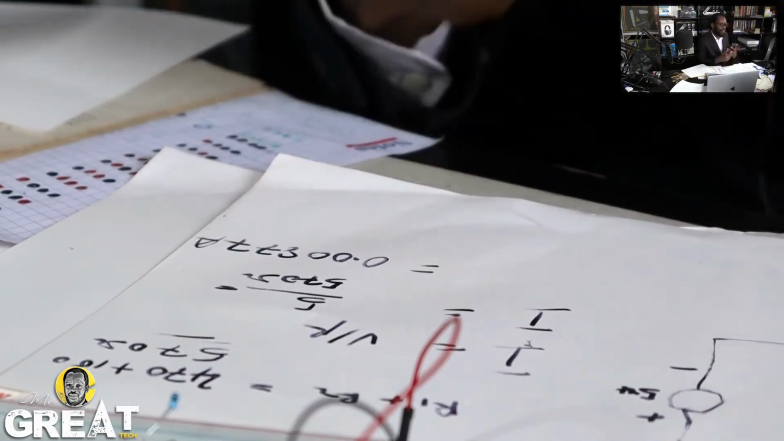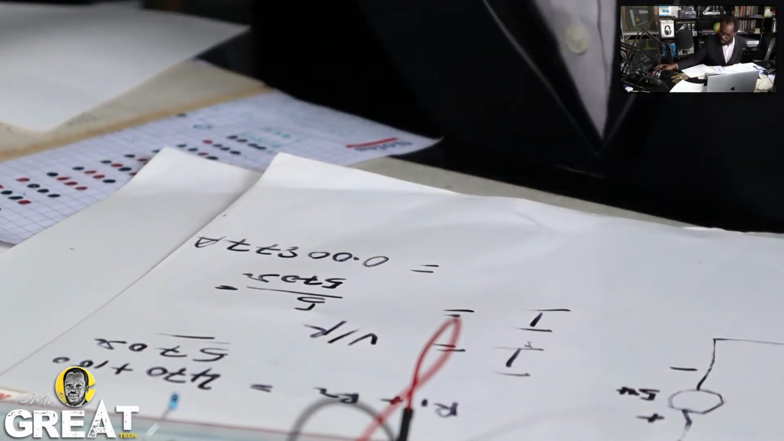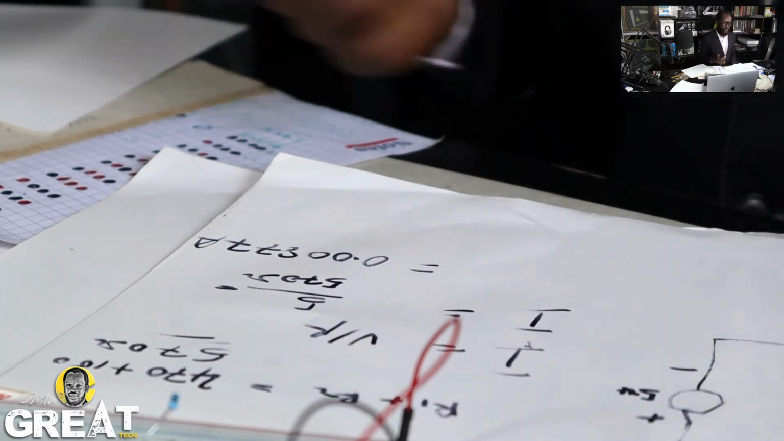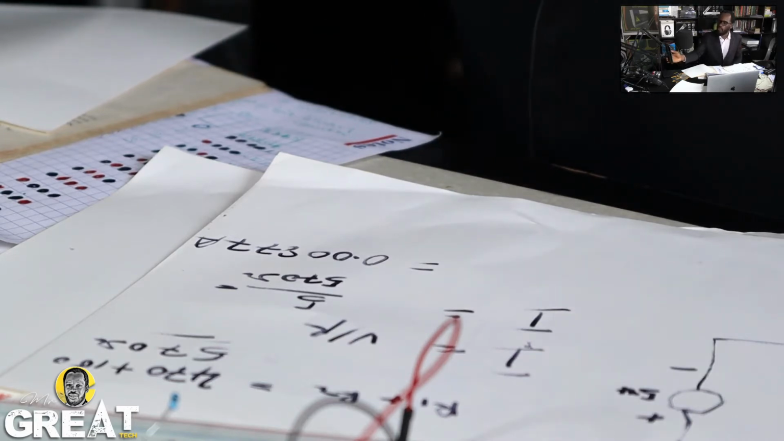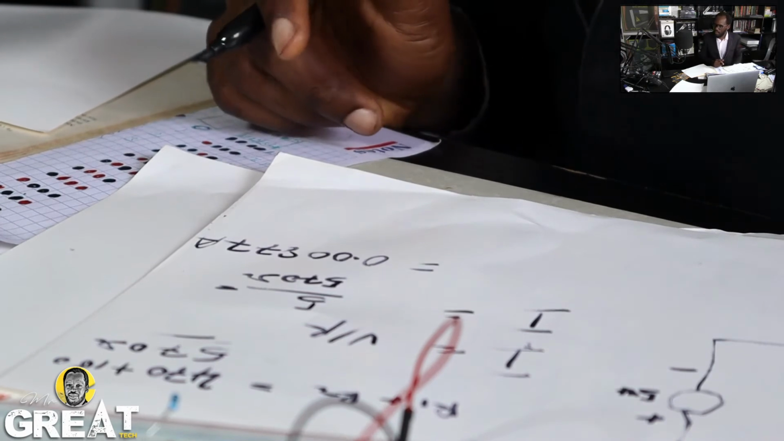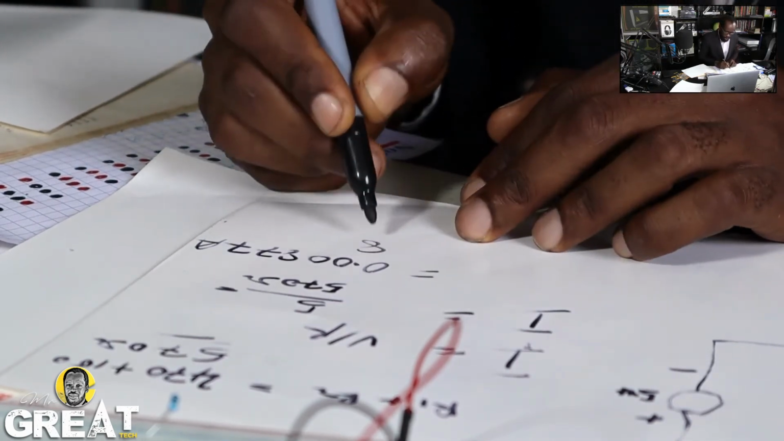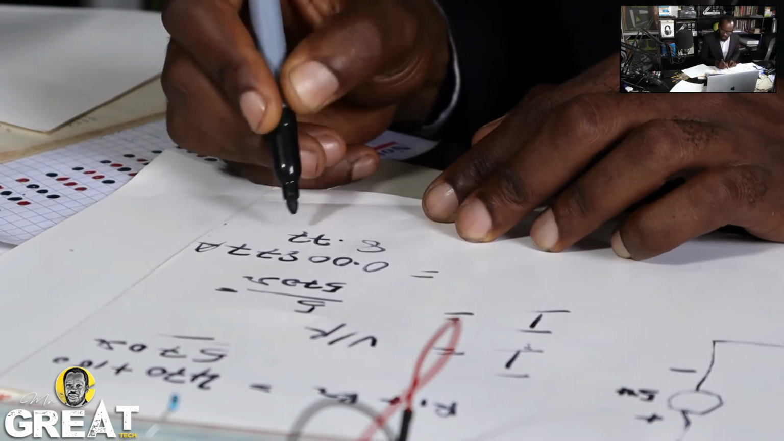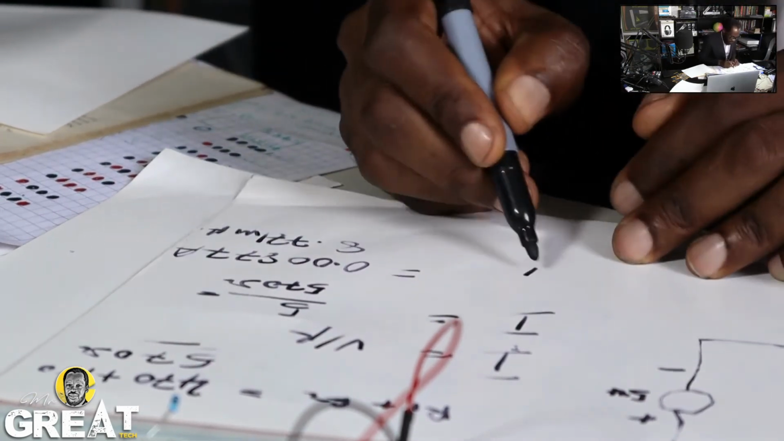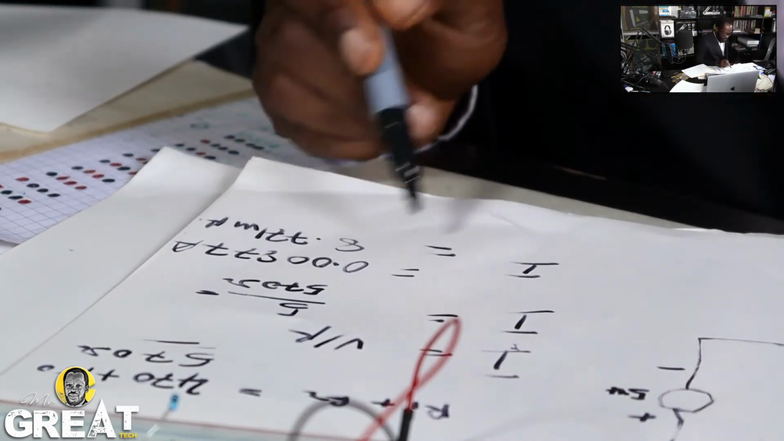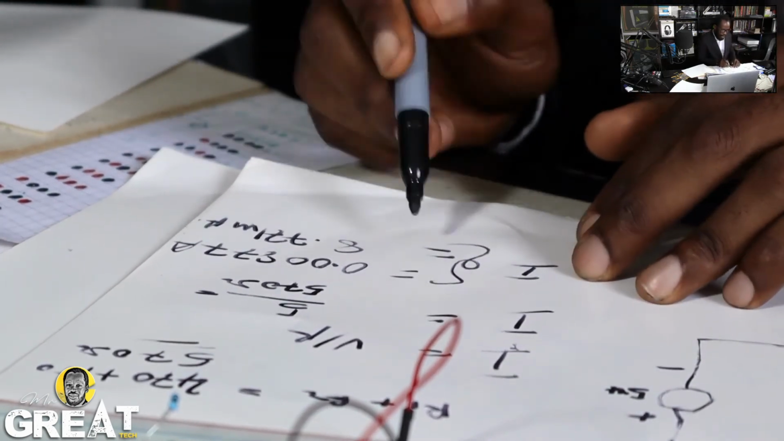Multiply by 1000, because in Arduino we use milliamps. So multiply by 1000 to get the milliamps value. So the answer times 1000, you get 8.771 milliamps. 8.77 milliamps. So we have our I equals this.